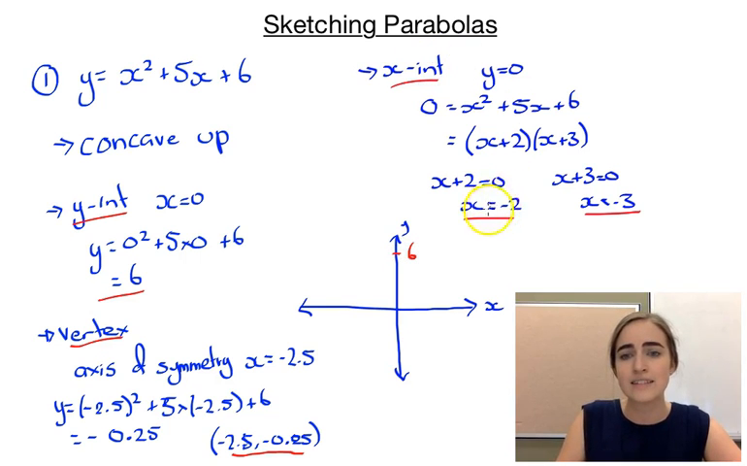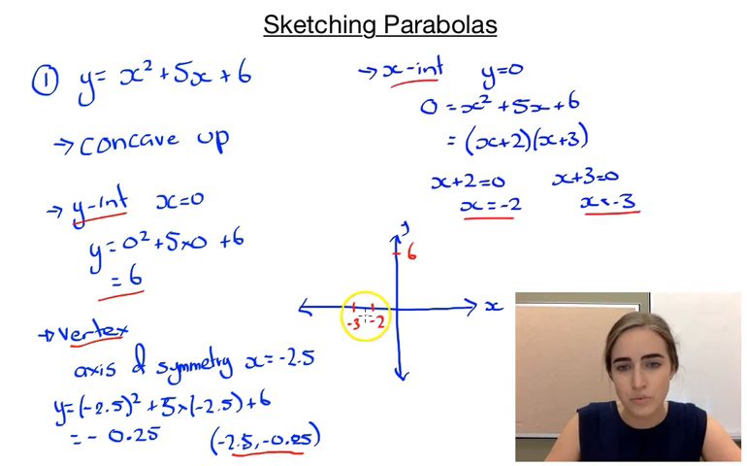It's going to have x-intercepts of minus 2 and minus 3. So minus 3 would be about there, minus 2 is about here. And its axis, so its vertex is minus 2.5, minus 0.25. So that's going to be the point about here. So then we need to draw our parabola in through those points.